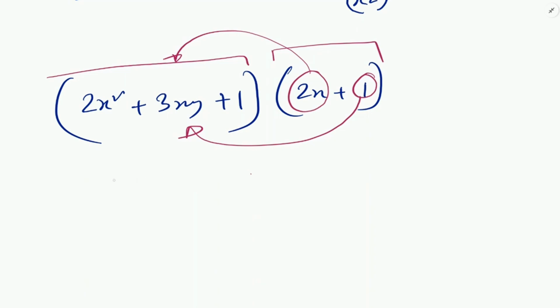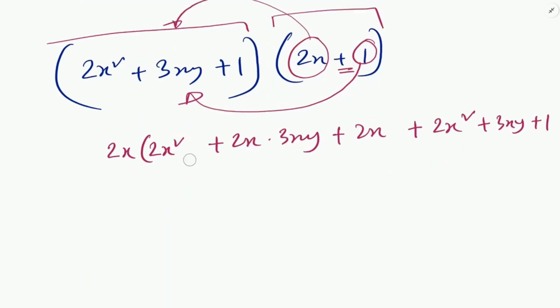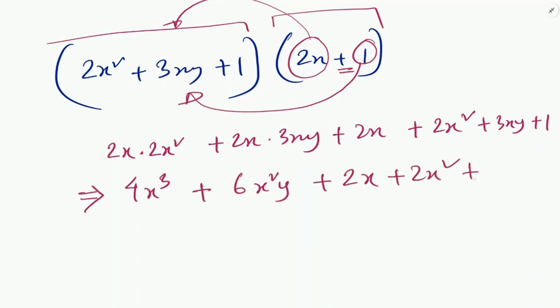For example, first let's do it by 2x. So 2x times 2x squared plus 2x times 3xy, I'm writing it this way, plus 2x times 1. Now I will write this plus again by 1. All terms we have to multiply: 2x squared plus 3xy plus 1. As I didn't write brackets for all, let's put a bracket here. Now you can calculate how much it is. 4x cubed plus 6x squared y plus 2x plus 2x squared plus 3xy plus 1. Now we cannot find any common term, therefore this is the answer.